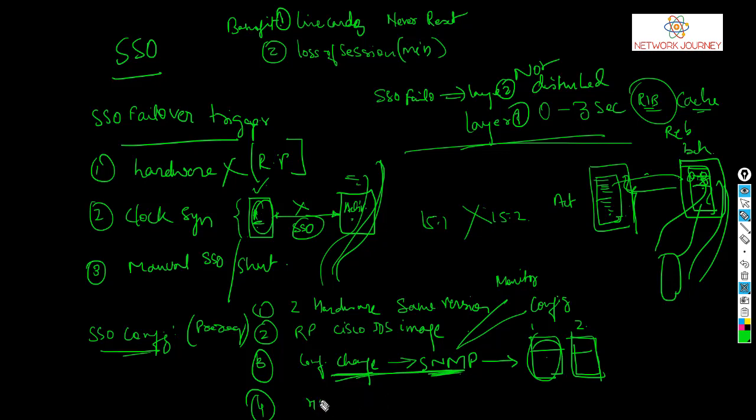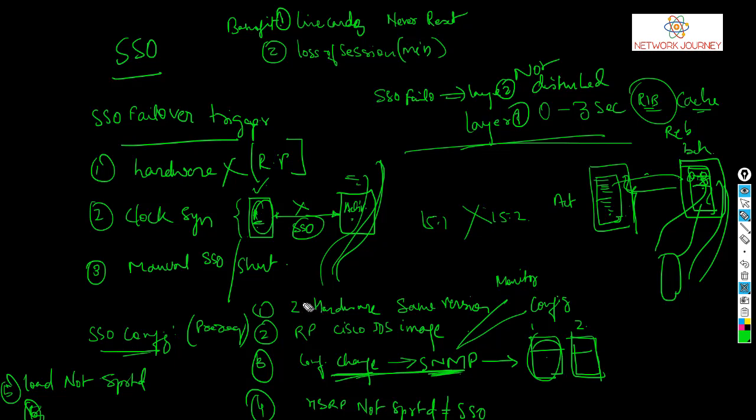HSRP is not supported along with SSO. Load sharing is also not supported. That's why I said one is active and the second one is standby. Load balancing is not supported. So what else? Okay, I guess these are a few prerequisites which you should remember.